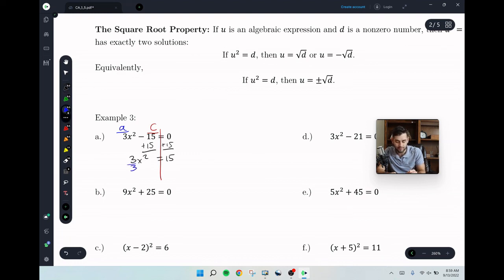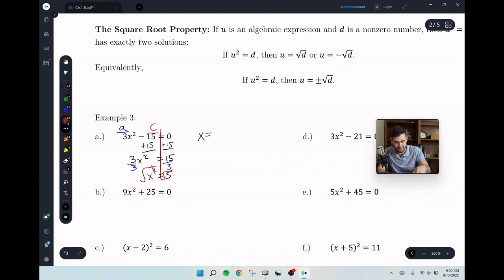Divide by 3, divide by 3. X squared equals 5. Now to get rid of a square, the opposite of a square is a square root, and I always draw that little line right there that I just drew to cancel it out. And then if you square root one side, you better square root both sides, so we're left with x equals 5.